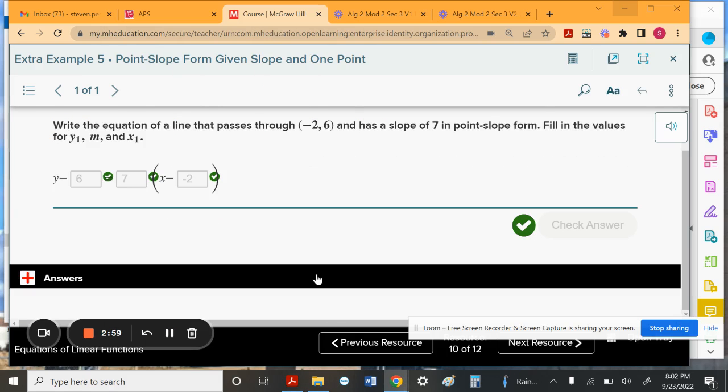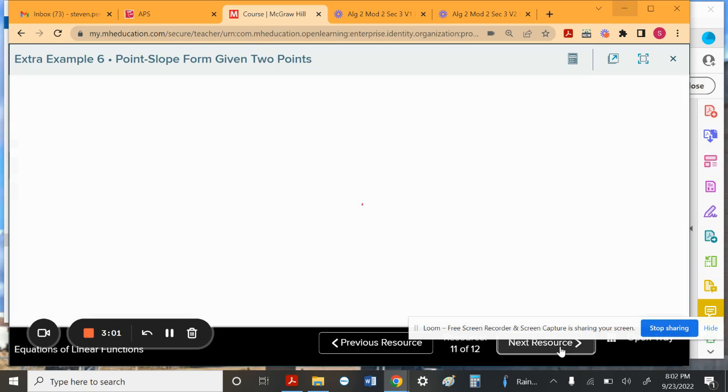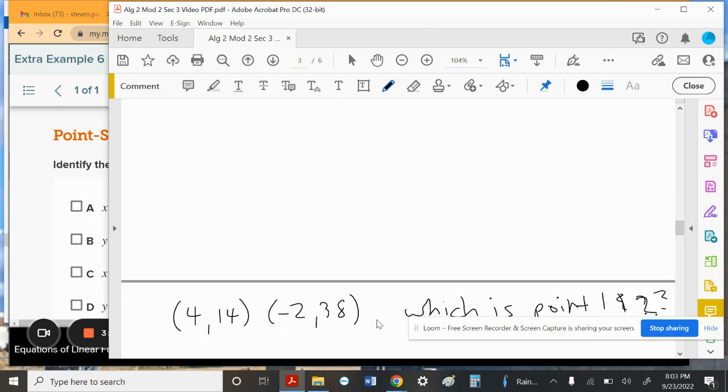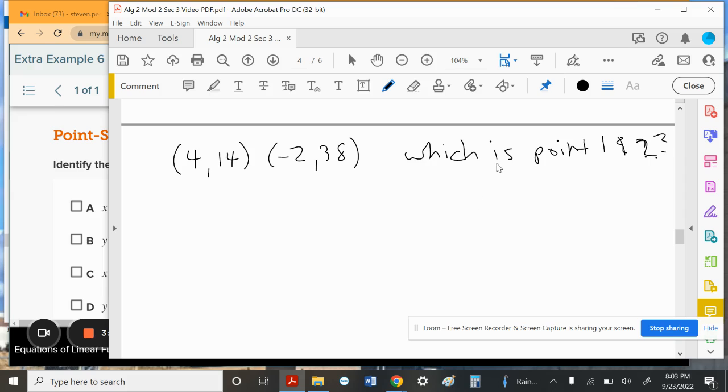Okay, so that explains how to do that. We're going to actually do a problem now given 2 points. So we have to figure out what the slope is. So here we have 4 and 14, negative 2 and 38. We don't have the slope, we just have 2 points. But if we have 2 points, we can find the slope. So here are 2 points. So first off, my first question is, which is point 1 and which is point 2?